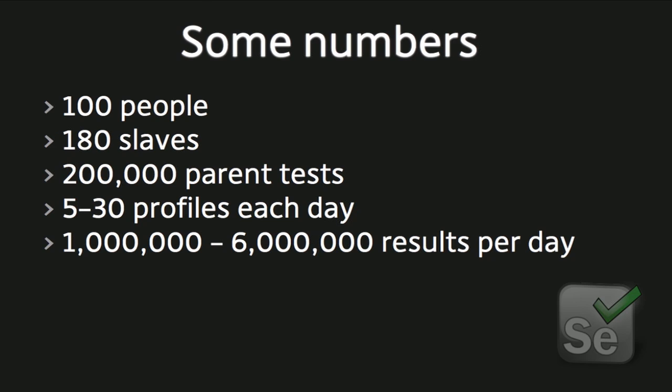So each day we run testing on 5 to 30 profiles. And in general, this generates between 1 million and 6 million results each day. So going through all these reports manually isn't an option. We need a system for analyzing all these reports and telling us the useful things so that the humans can spend more time on the things that humans are good at.